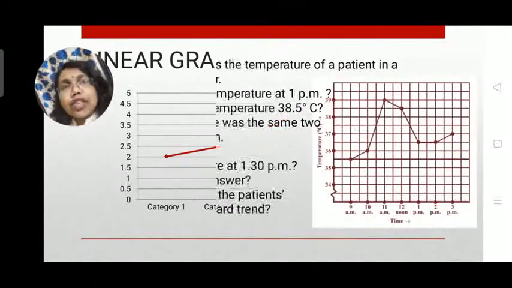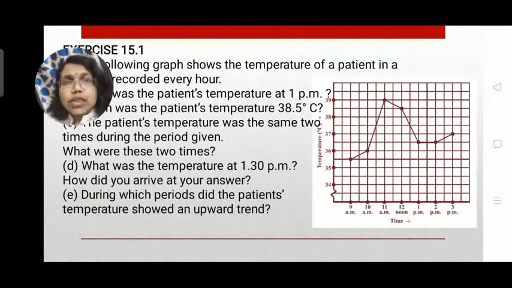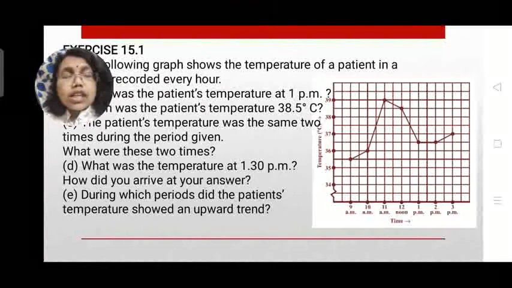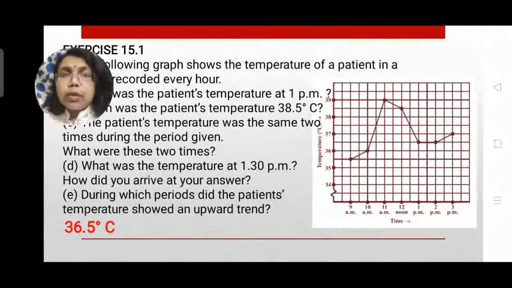Now let us go for the exercise. This is exercise 15.1. First question. The following graph shows the temperature of a patient recorded every hour. What was the patient's temperature at 1 p.m.? The temperature at 1 p.m. is in between 36 and 37 degrees. That's why it is 36.5. Exactly in between. That's why 36.5.